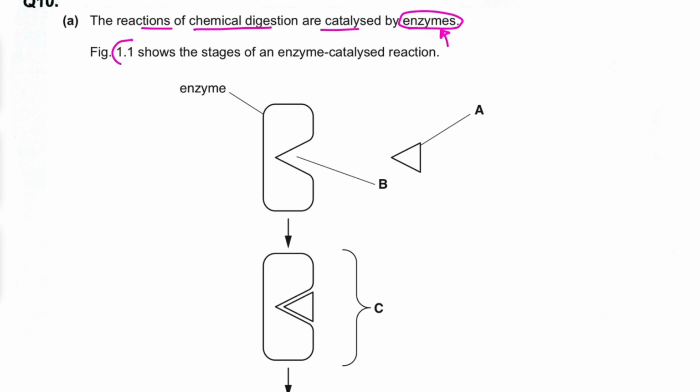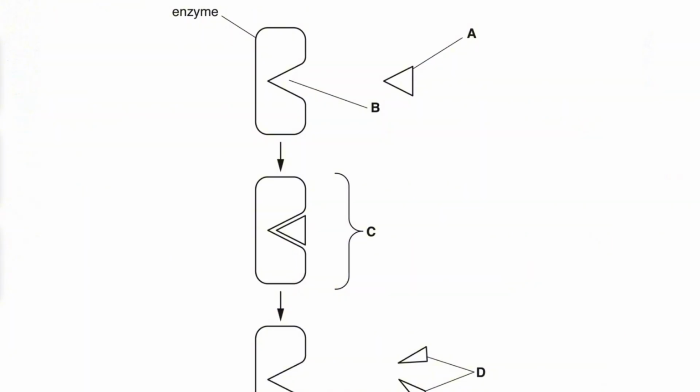Now they have presented you with figure 1.1 and they say that they are showing you the stages of an enzyme catalyzed reaction. If you simply look at the diagram, this entire molecule given over here is the enzyme, and that location presented with the letter B is the enzyme's active site, and A is required to bind here. So A is the substrate, and you see that here we have got a complex of enzyme and substrate. So C would be named as the enzyme substrate complex. The enzyme is coming out of the chemical reaction as an intact molecule, and the substrate that we have here has been converted into the product.